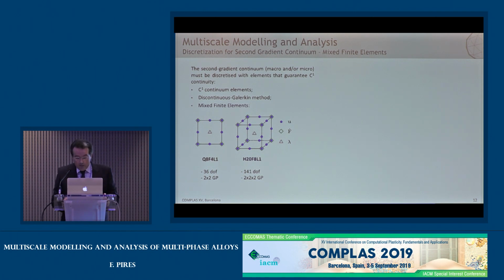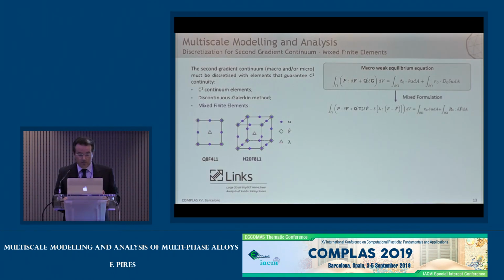These elements are actually stable. We can use them with reduced integration, which is another advantage because we sample in a smaller number of Gauss points, but we have an expense, which is that the number of degrees of freedom of the problem actually increases. But in terms of a trade-off, this is probably a better solution.